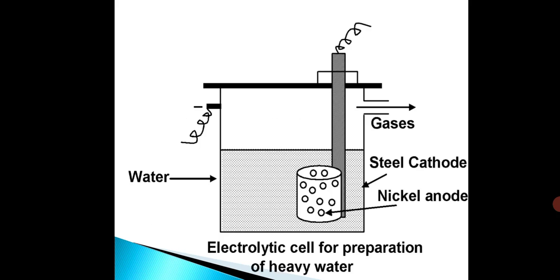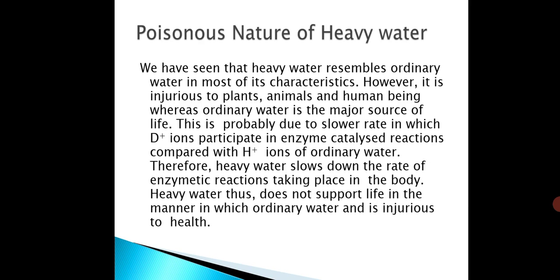Now here you can see the electrolytic cell shown for the preparation of heavy water. The gases are released, the water is taken here, the nickel anode, and the steel acts as the cathode here. So we have anode and cathode. When water is electrolyzed, hydrogen and oxygen gases are released, and what is left behind in the concentration cell is your heavy water. The figure is shown here, you can see.